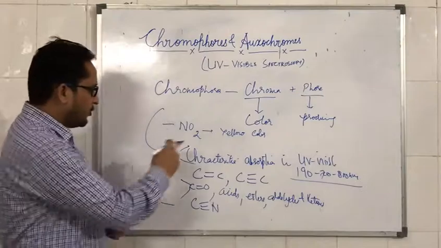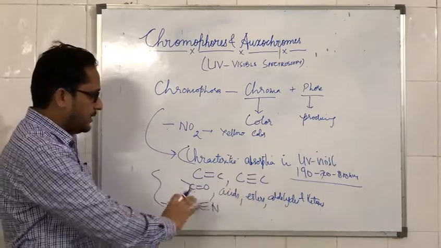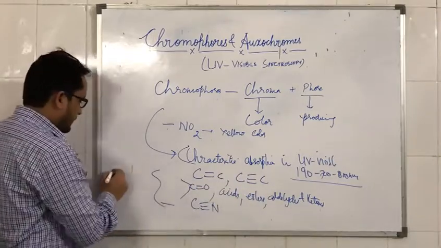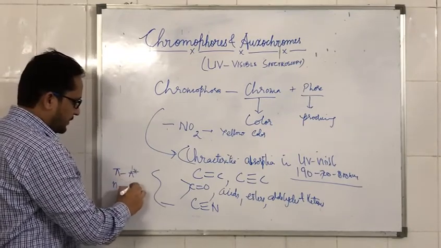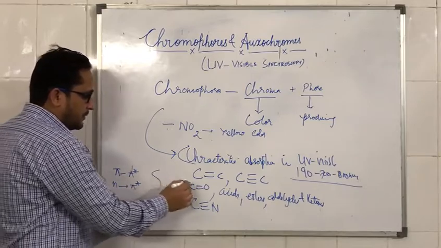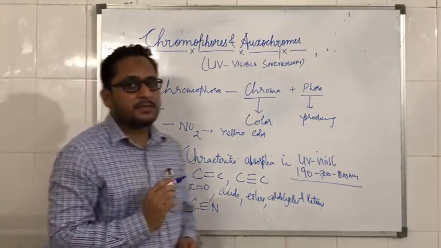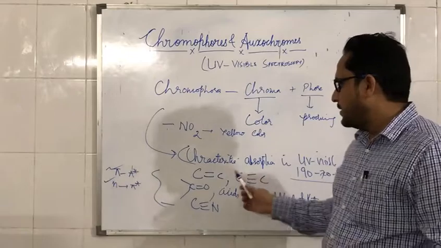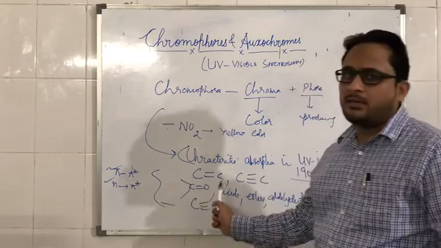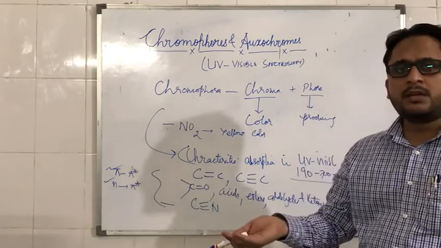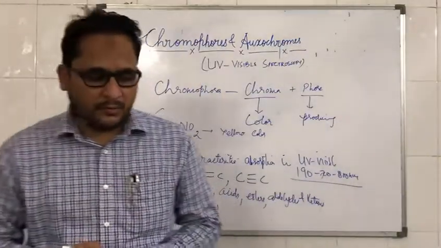Then in chromophores, there are two types of transition, because the CC double bond, CC triple bond and CO double bond show two different types of transition. One is known as the pi to pi star transition and the other is known as n to pi star transition. Although all compounds containing carbonyl group show both these transitions, pi to pi star as well as n to pi star, the ethylene and acetylene chromophores have only pi to pi star transition because they do not have any non-bonded electron, and since they do not have any non-bonding electron, they do not show any n to pi star transition. So this is the concept of chromophores.